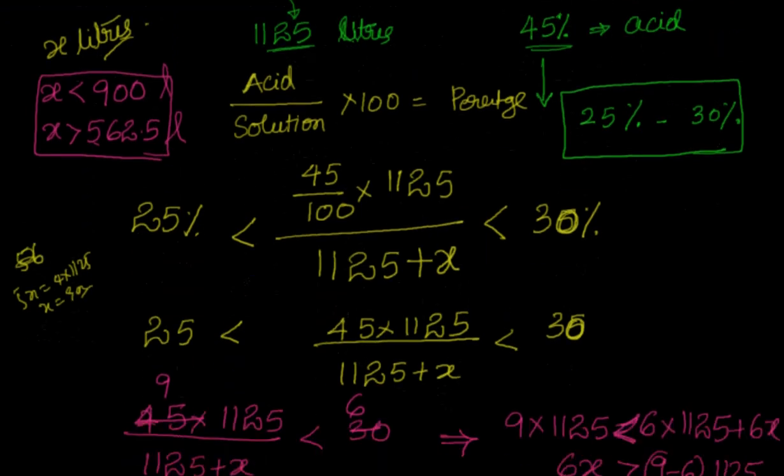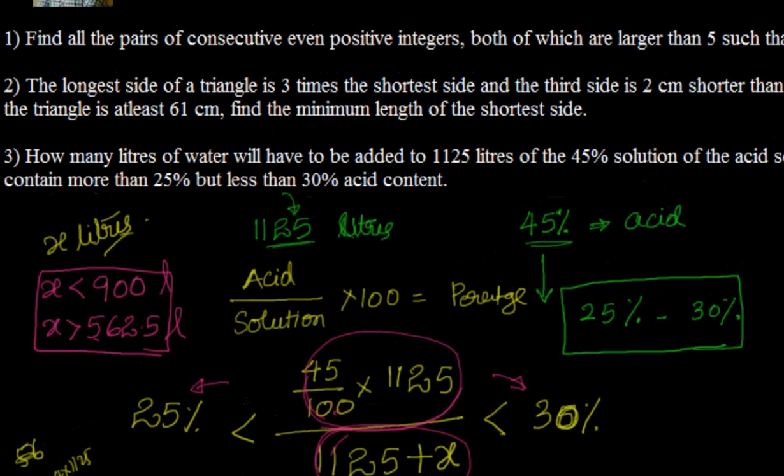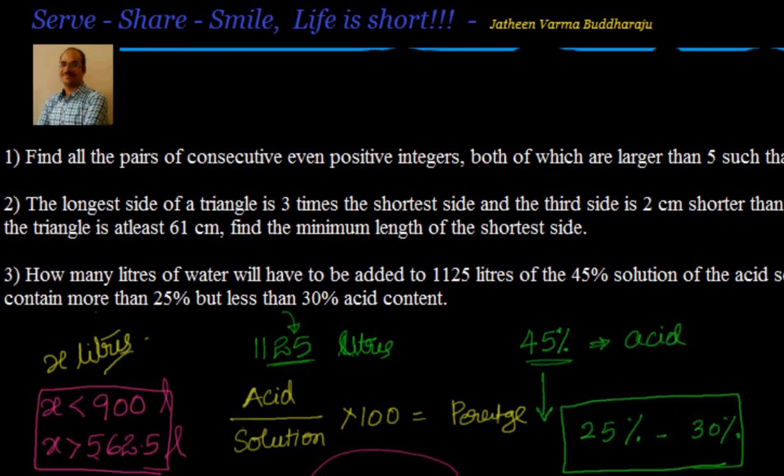Now the most important thing in this example is to understand how the percentage is calculated. Percentage is calculated by the volume of acid divided by the volume of the solution after you add the water. You are only adding water, not acid, so the acid stays as it is at 45%, and as you add more water, that 45% will automatically come down to either 25% or 30%, depending upon how much water you are adding. So that's about some practical problems in solving systems of linear inequations.